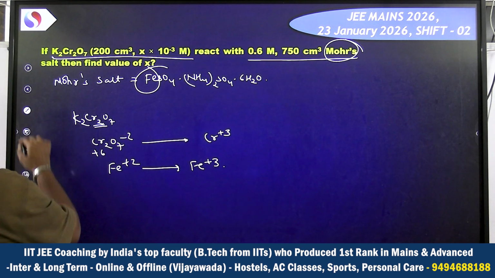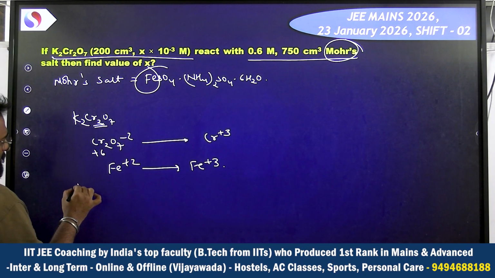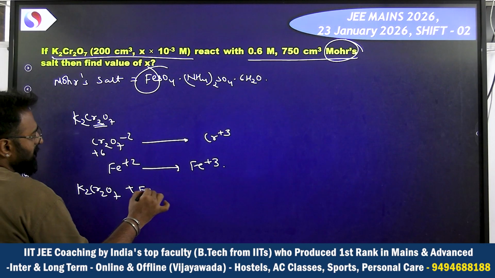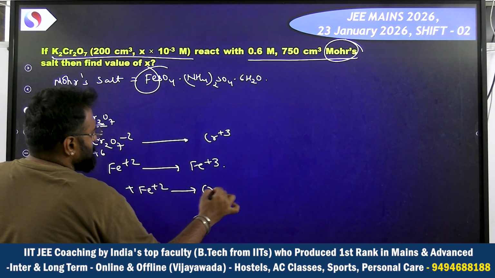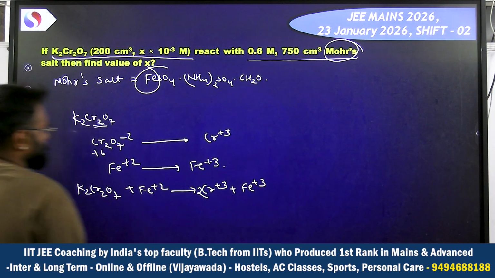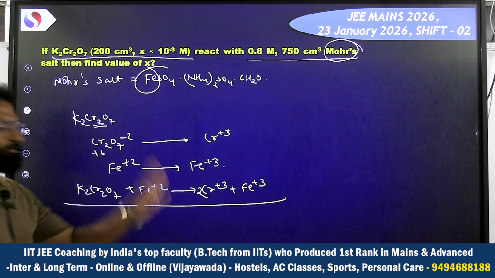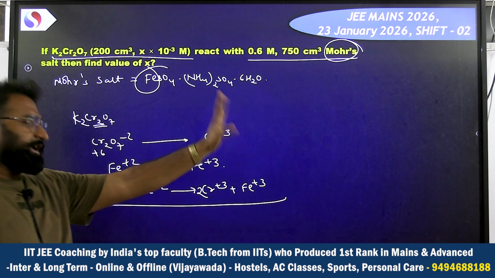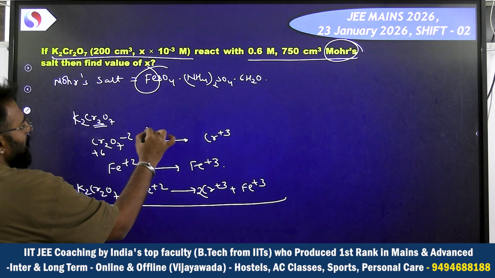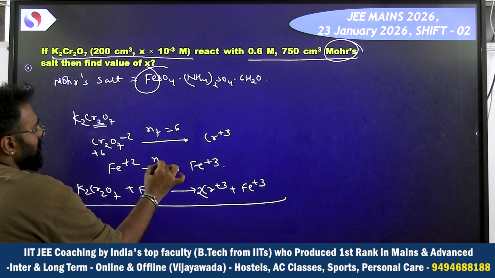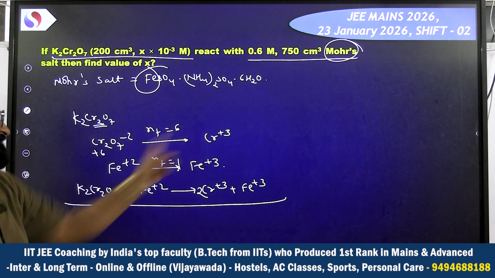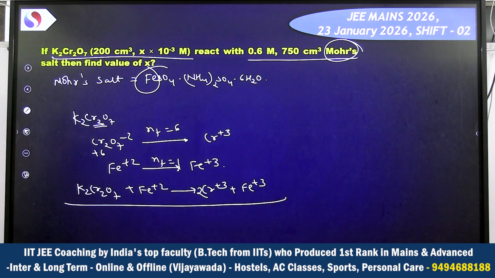So what will be my reaction? My reaction will be K2Cr2O7 plus Fe2+ gives Cr3+ plus Fe3+. This will be my reaction. Byproducts and so on we are not writing, H2SO4 and all that. We are just focusing on the main reaction. So here the n factor is 6 and here the n factor is 1. Total electrons exchanged are 6 and total electrons exchanged are 1.